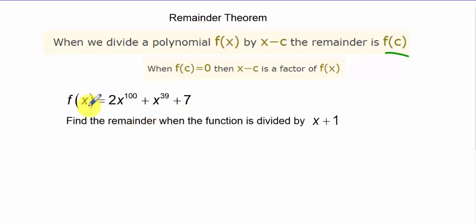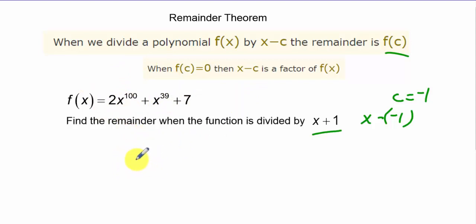So in this particular problem, if I had 2x to the 100th plus x to the 39th plus 7, and I wanted to know the remainder if it were divided by x plus 1, well, is that an x minus c term? First of all, yes it is, because that's x minus a -1. So c in this case equals -1. Now think about how ugly it would be to list all the missing coefficients and then do synthetic division on this. It would take forever.